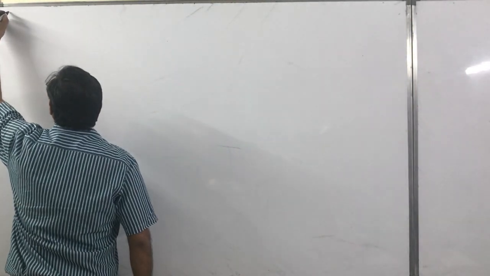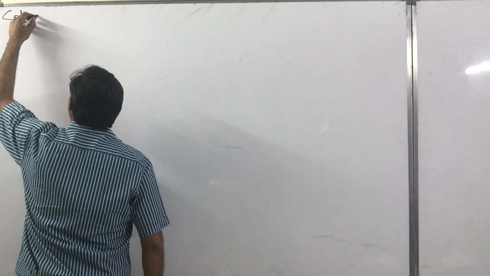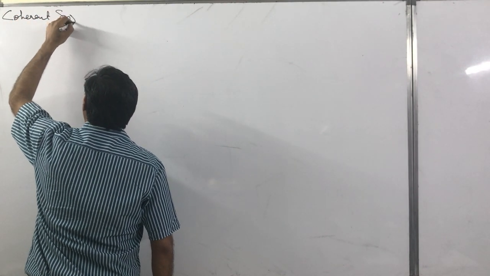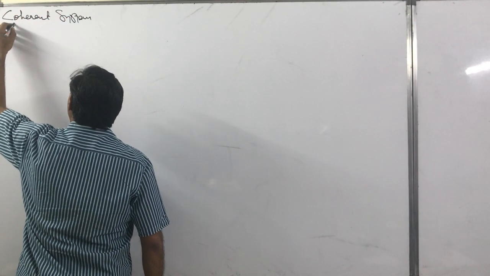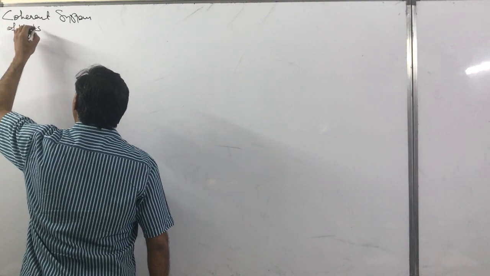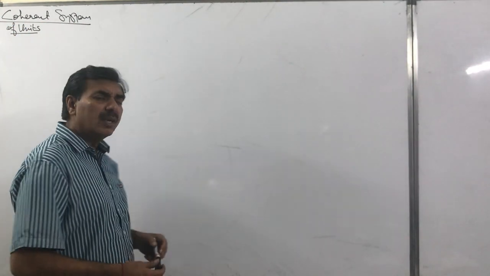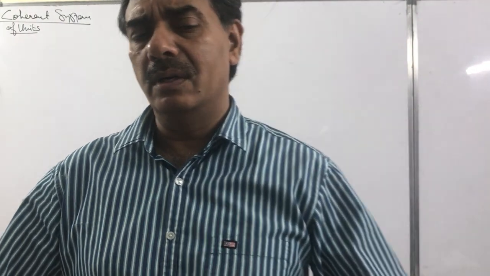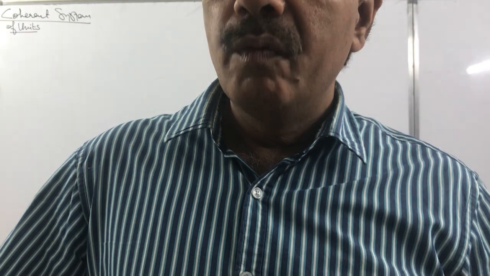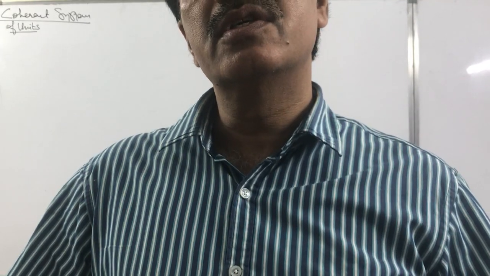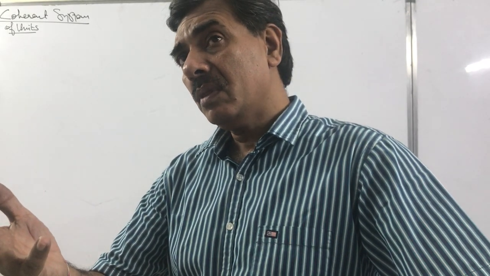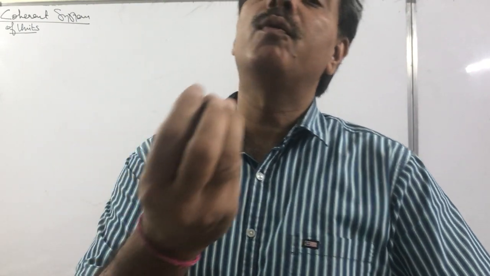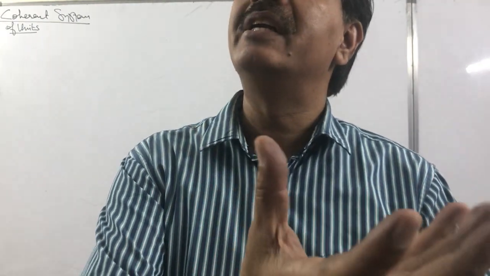What is a coherent system of units? It is not a new system of units. The systems of units are FPS, CGS, MKS and international. We have to see which of these systems of units is coherent. For that we must know the meaning of the term coherent system of units.